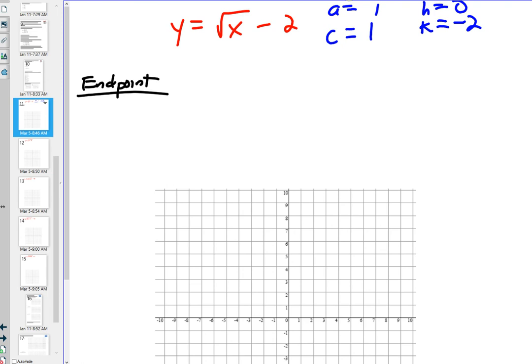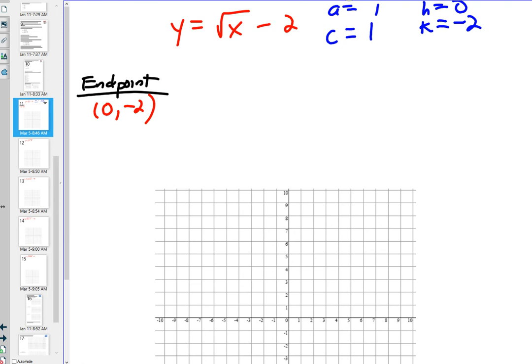I went back and I had started doing cube roots. I'm like, oh wait, let me go back, I pointed something out to you. Starts with an H and ends with a K. My H is 0, my K is -2. I'm going to have an endpoint at 0, -2. Now I need to find some other parent points to transform.